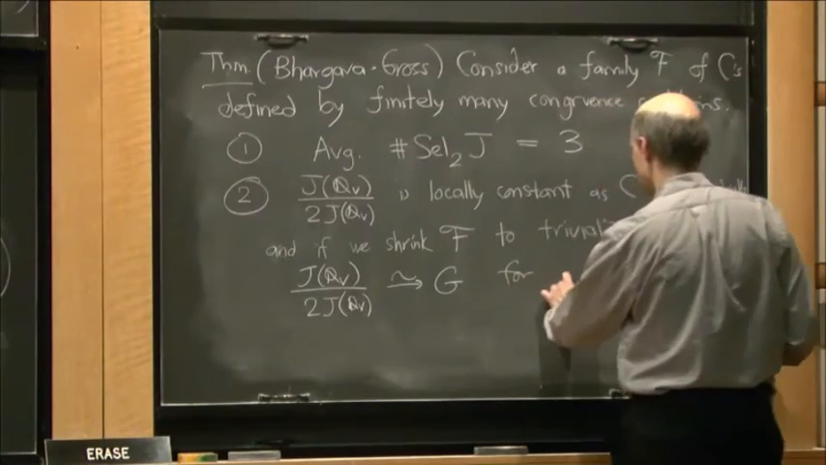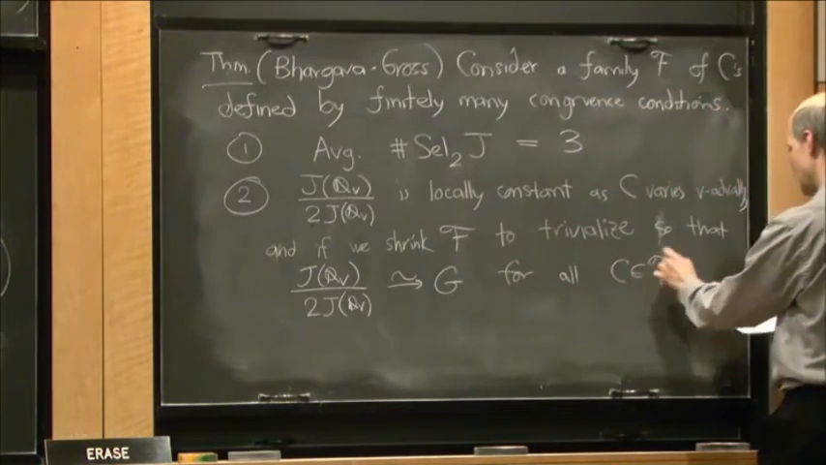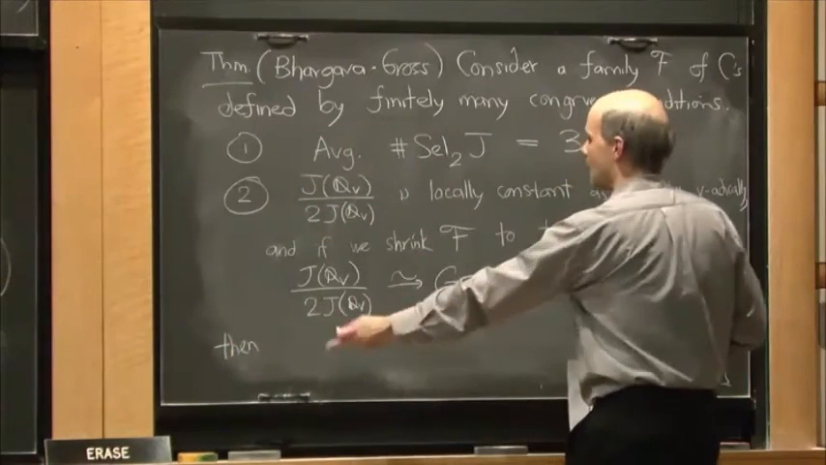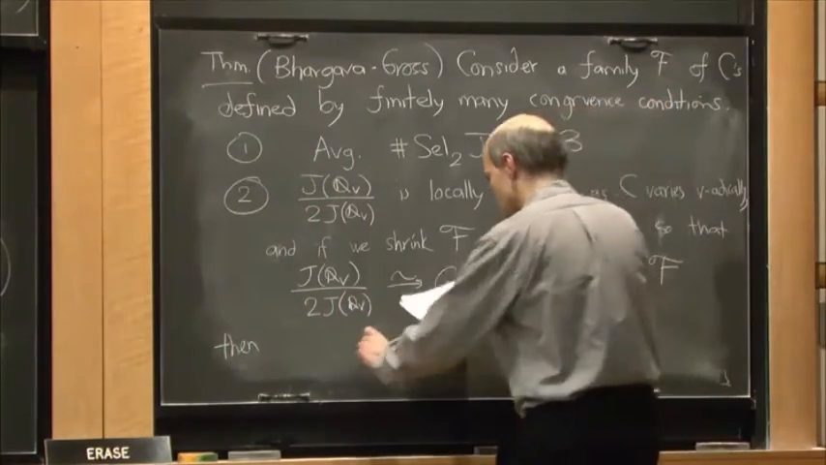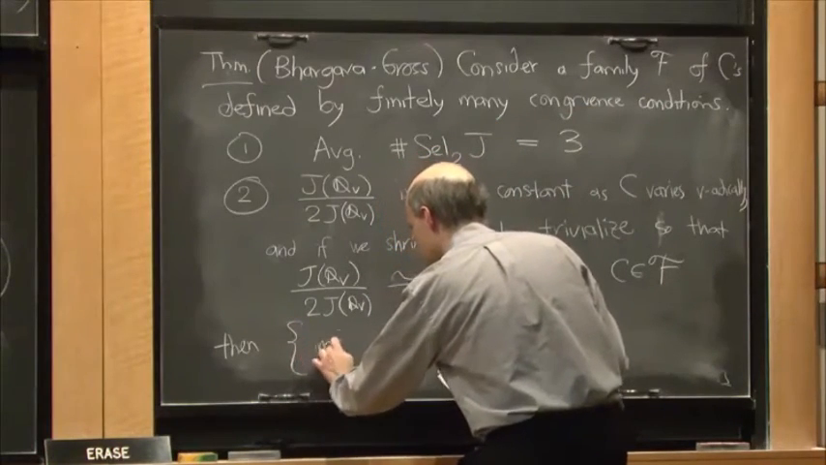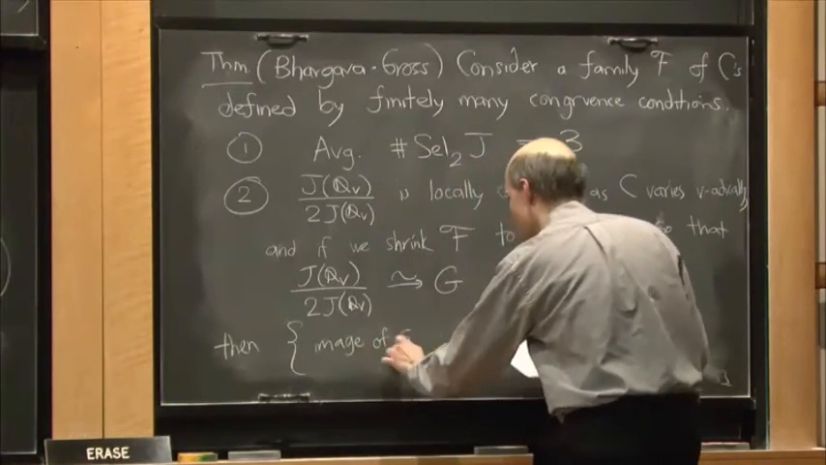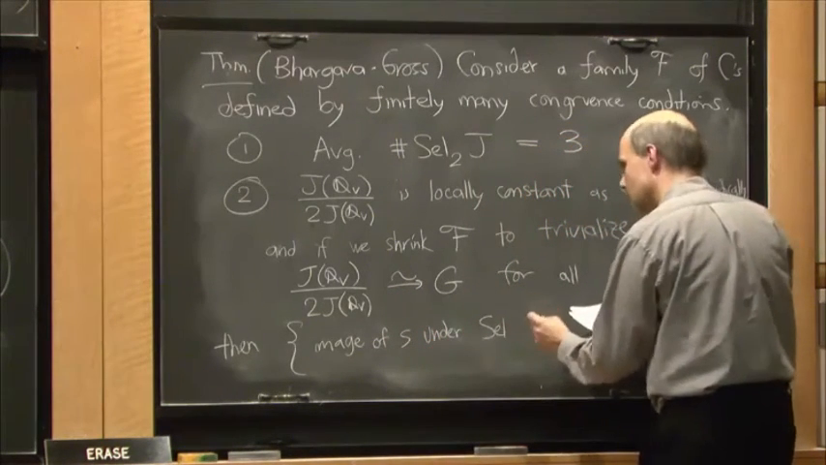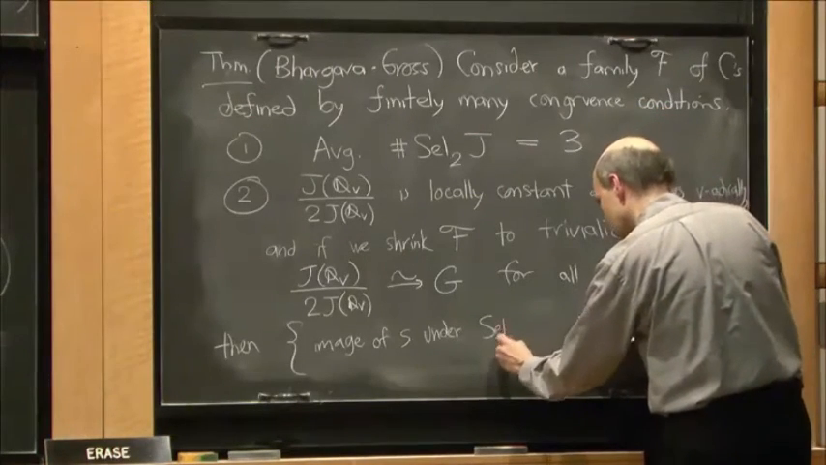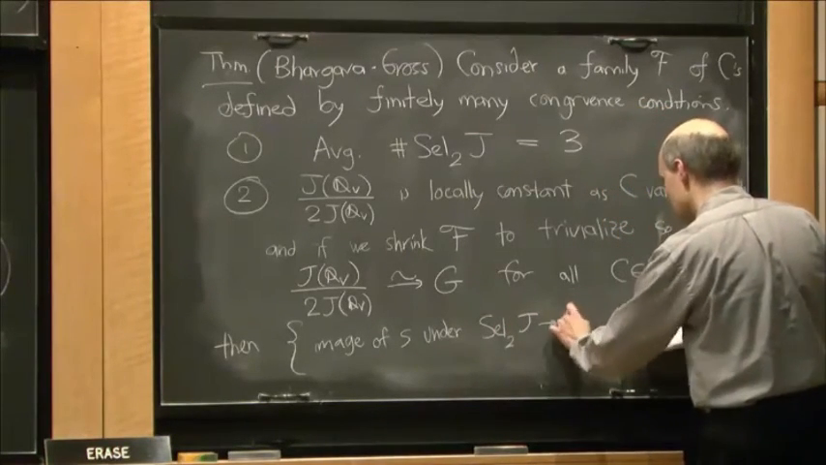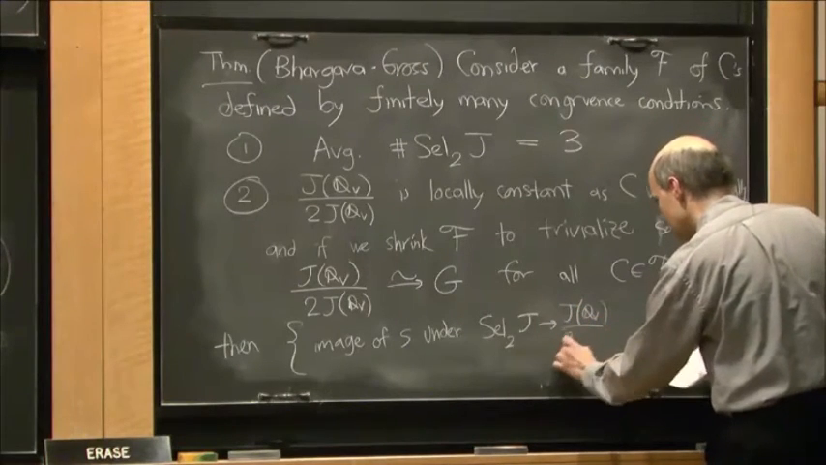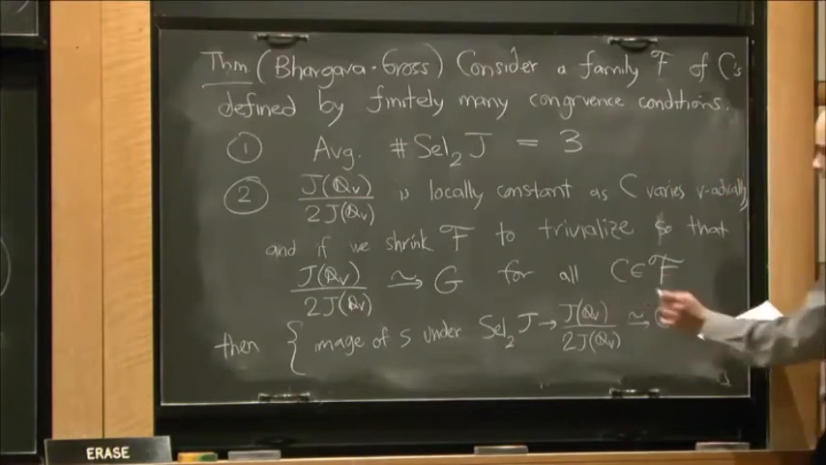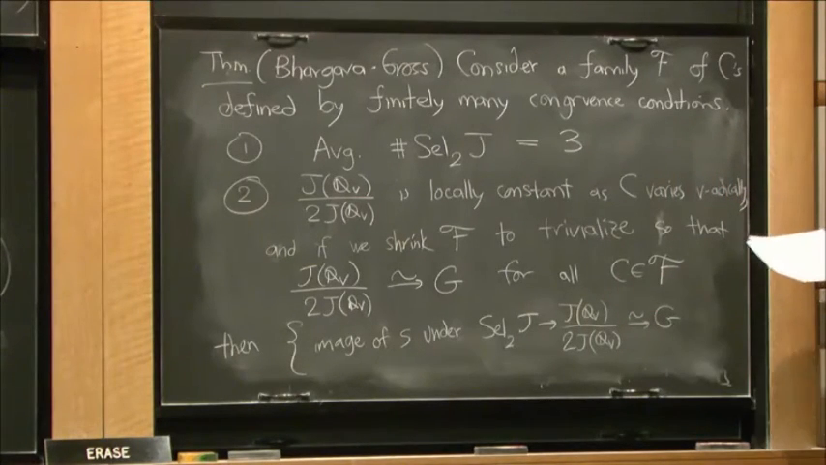So this holds for all the curves in this family. So then you can talk about the equidistribution of the Selmer elements when you map them all the way into G. To be a little more precise, you will take the images of S under the composition where you map the p-Selmer group, well, I guess it's the 2-Selmer group of J, into J of Q_v mod 2 J of Q_v, and then follow it into G, just so that all the Selmer elements are mapping into the same group.